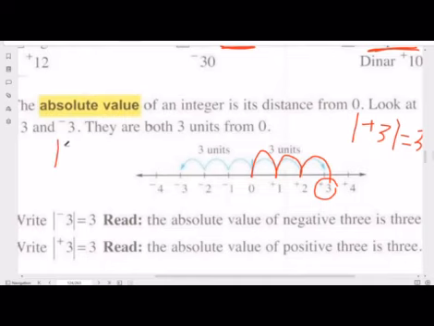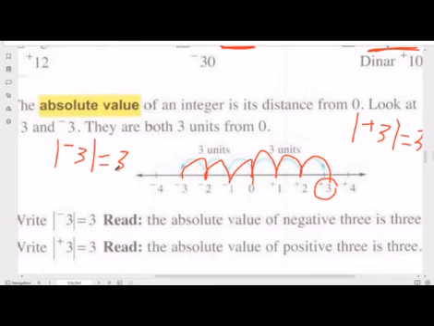Also we can ask about negative 3. What is the absolute value? The absolute value is the distance from 0. For negative 3, how many units are from 0? Let's count it. 1, 2, 3. This is the same, okay? Don't say negative 3. We cannot say negative 3 meters is the distance between 0 and negative 3, as the distance is always positive.